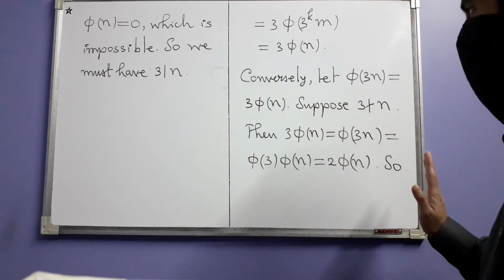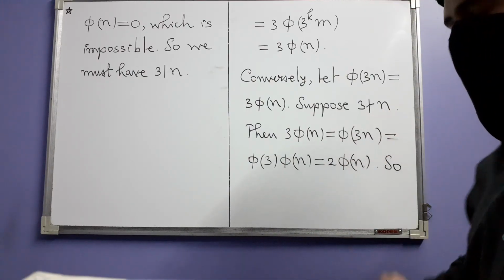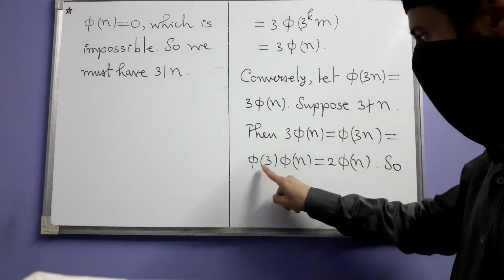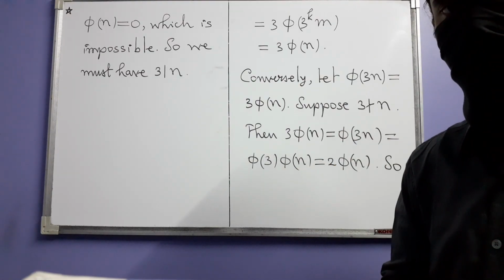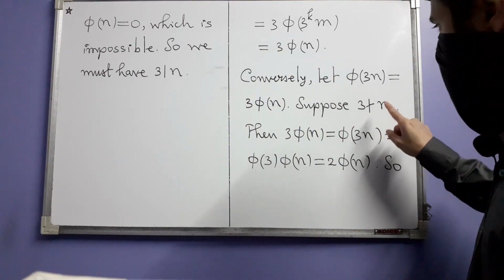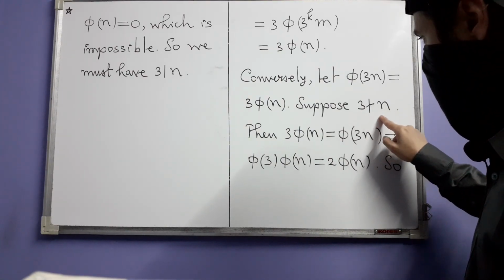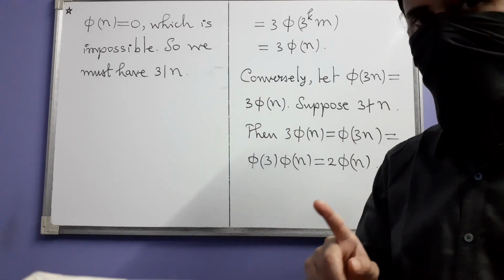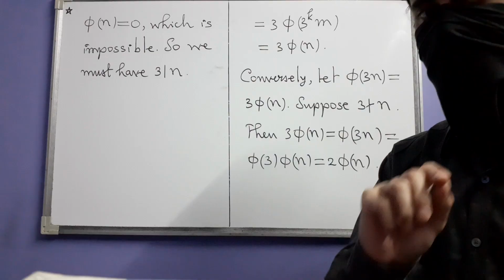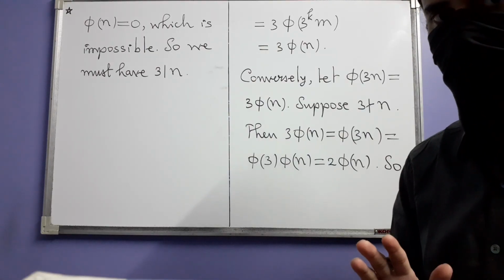Suppose that's not the case. Suppose 3 does not divide n. Then phi of 3n would be equal to phi of 3 times phi of n, because n and 3 will now be relatively prime. Note carefully that this non-divisibility immediately implies that the GCD of 3 and n is 1 because 3 is prime. That's why.